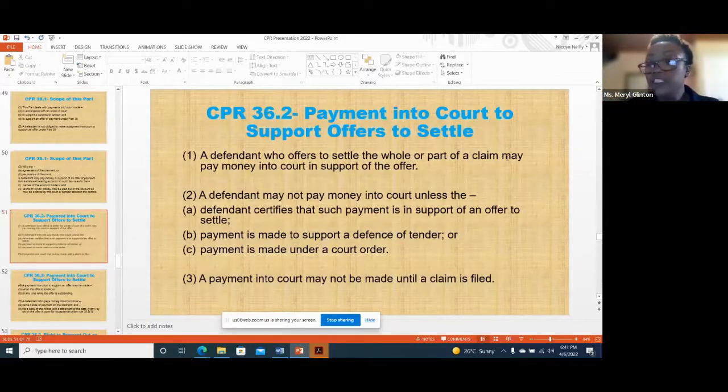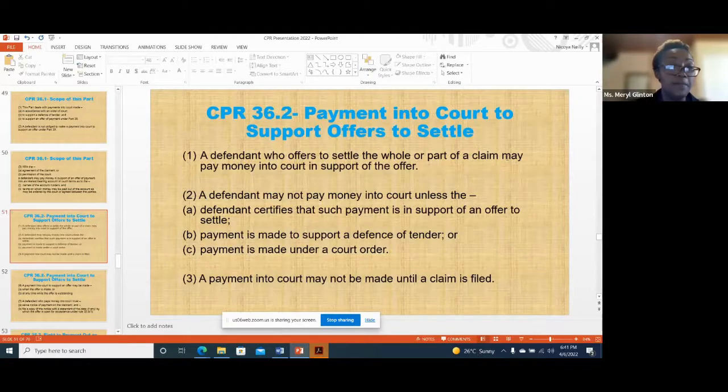So the first part of 36.2 is permissive. It says that a defendant who offers to settle the whole or part of a claim may pay money into court in support of an offer. That just refers back to what we said earlier, that it's not required of you, but it is an option. The other two are restrictive, and they provide that a defendant may not pay money into court unless that defendant certifies that the payment is in support of an offer to settle, or if the payment is made under a court order, or if the payment is made to support a defense of tender.